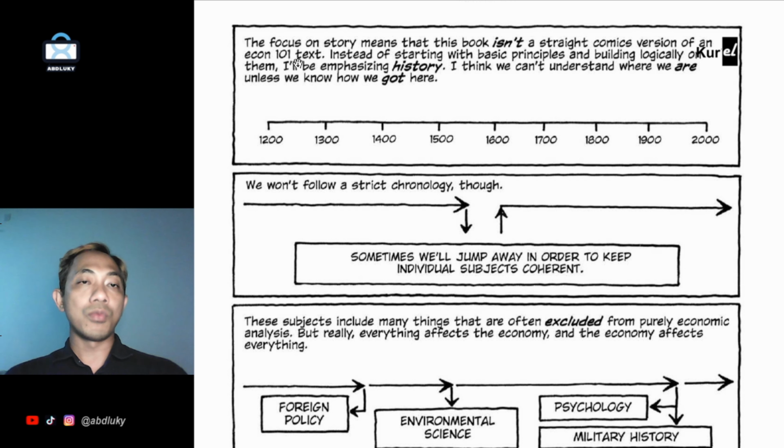an Econ 101 text. Instead of starting with basic principles and building logically on them, the writer is emphasizing history. He thinks that we cannot understand where we are unless we know how we got here. That's why, as I previously told you, the writer will explain what happened then, and then what theory is based on what actually happened.